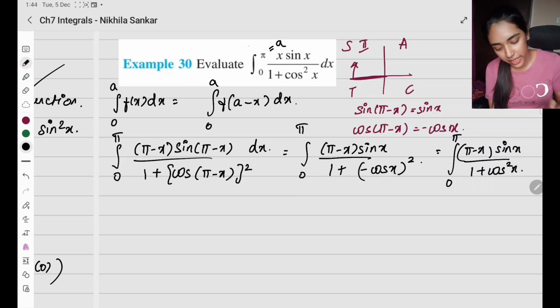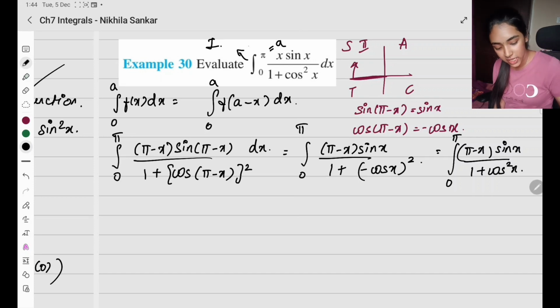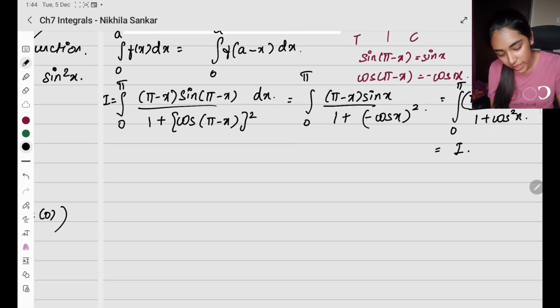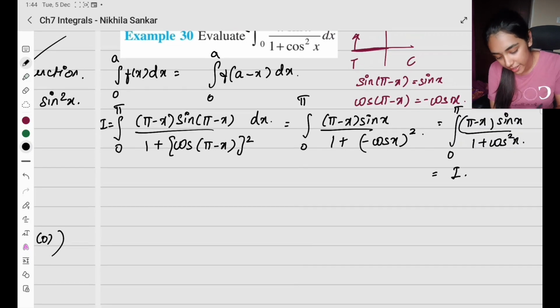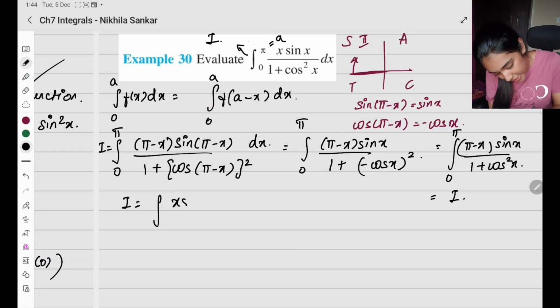Okay. So when I add these two, if this is my integral I, this is also my integral I. Because we are equating I. So I have I equals this particular term. I'm going to add these two. So what do I have? I equals integral x sin x divided by 1 plus cos square x.